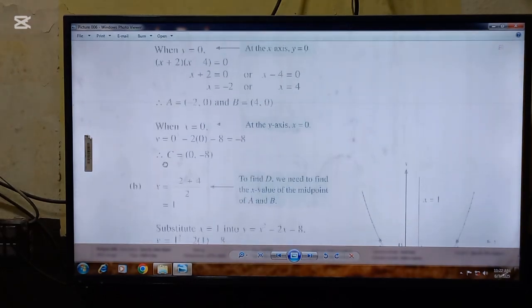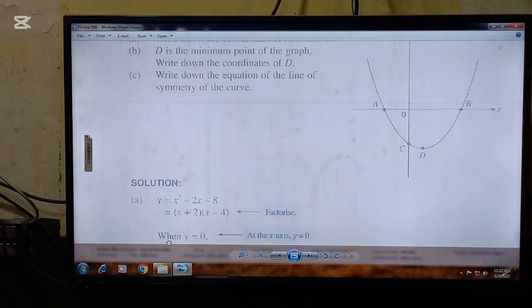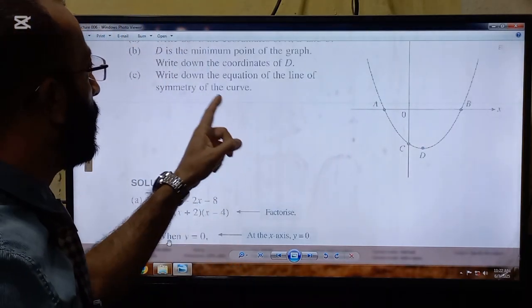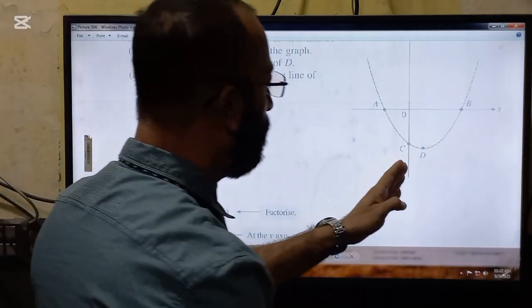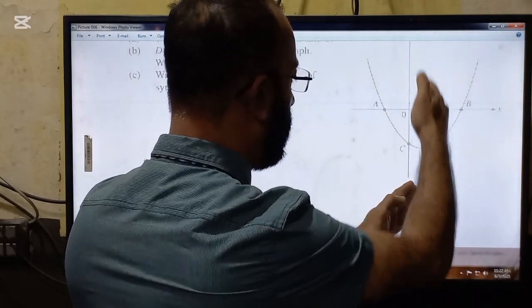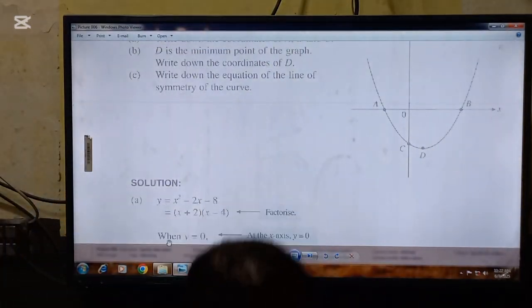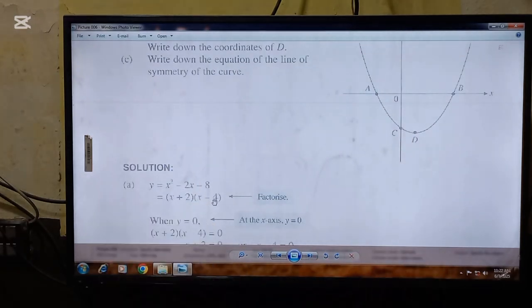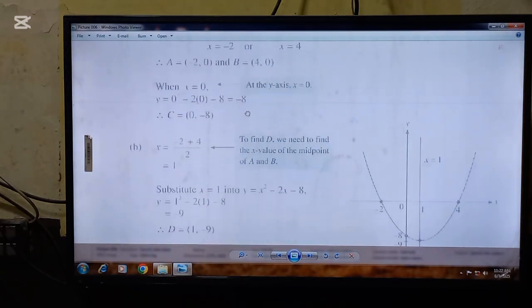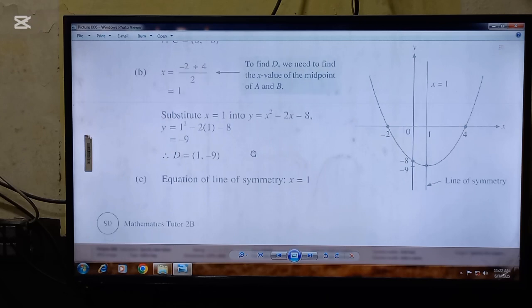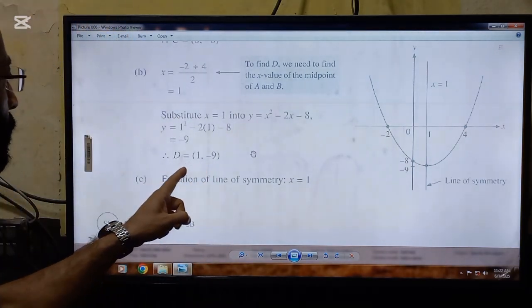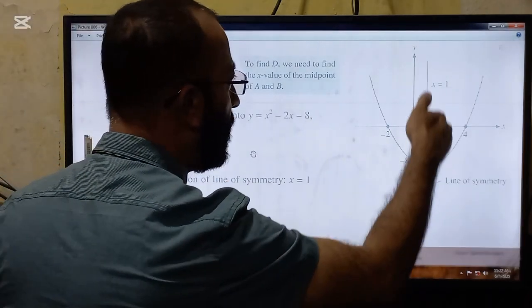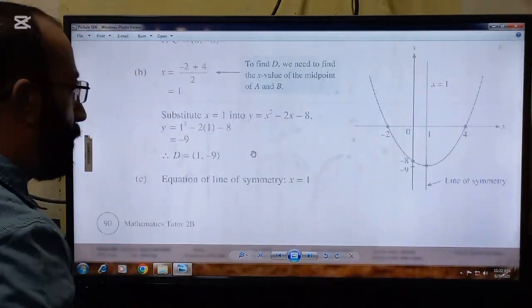And the next requirement is: write down the equation of the line of symmetry of the curve. So the line of symmetry is the line that will pass through the minimum point whose coordinates we have found. So that will be the line that will be parallel to the y-axis. So these points are 1 and -9. So the equation will be x is equal to 1. So this will be the line of symmetry. So this question is done.